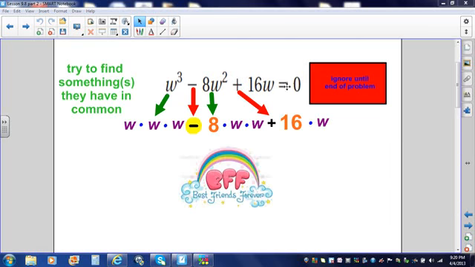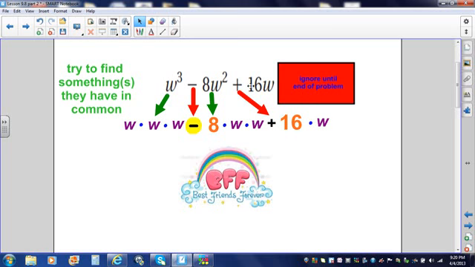First thing we're going to do is I would ignore the equals 0 until the end of the problem. Just ignore this equal 0 until the end of the problem. Now let's try to find something or some things that they have in common. So w cubed would be w times w times w. Bring down your subtraction or negative sign. This would be made up by 8 times w times w. Bring down your addition sign or plus sign. 16w would be 16 times w.